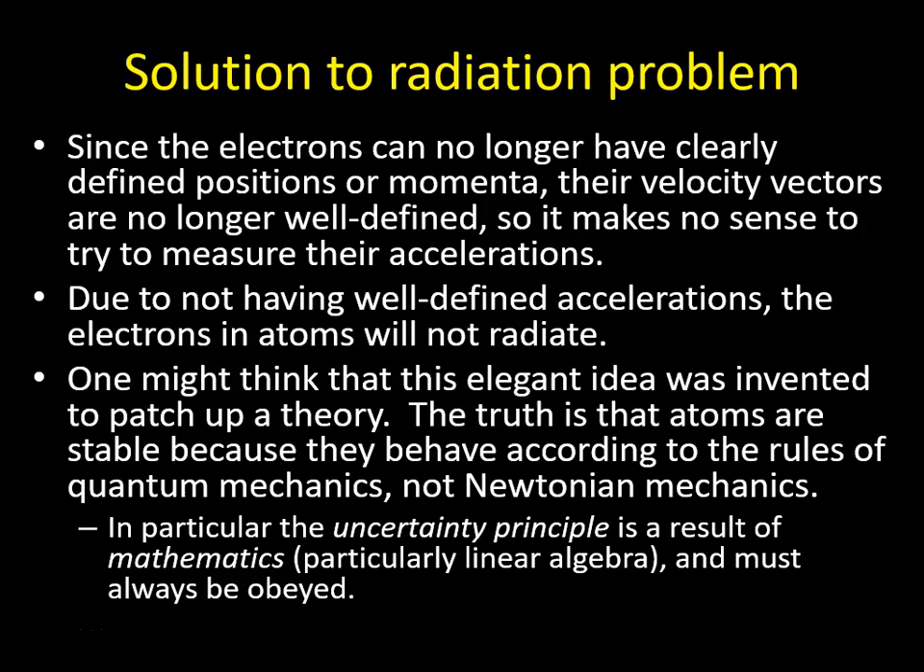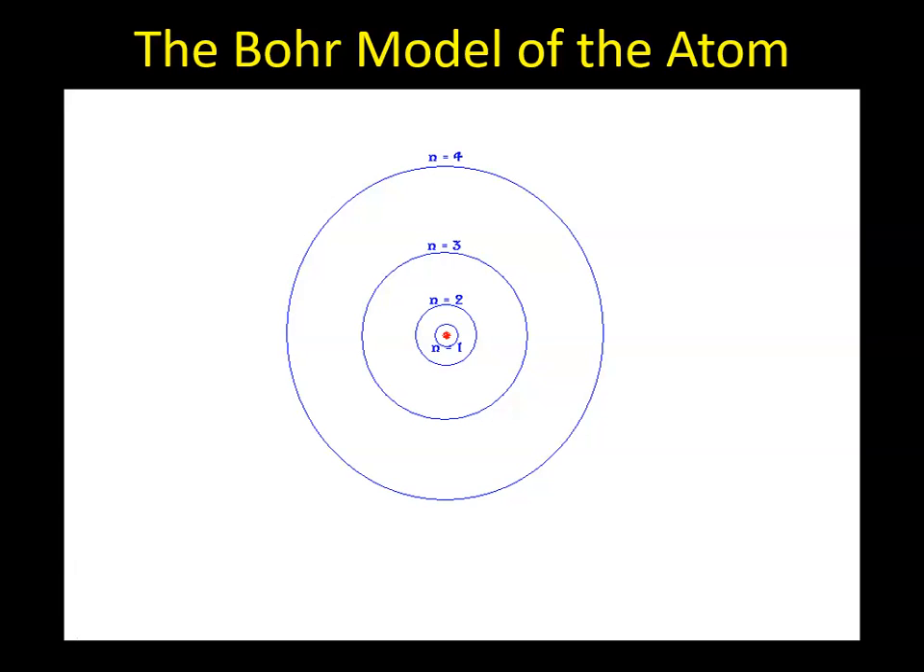So, as we already mentioned, this does give us the solution to the radiation problem: the fact that these electrons behave like waves, and anything that behaves like waves obeys the uncertainty principle in quantum mechanics, which is derived directly from linear algebra, and it always has to be obeyed. So here is the Bohr model of the atom, where the idea is that in each of these energy levels, the electrons have these wave states in which they exist.